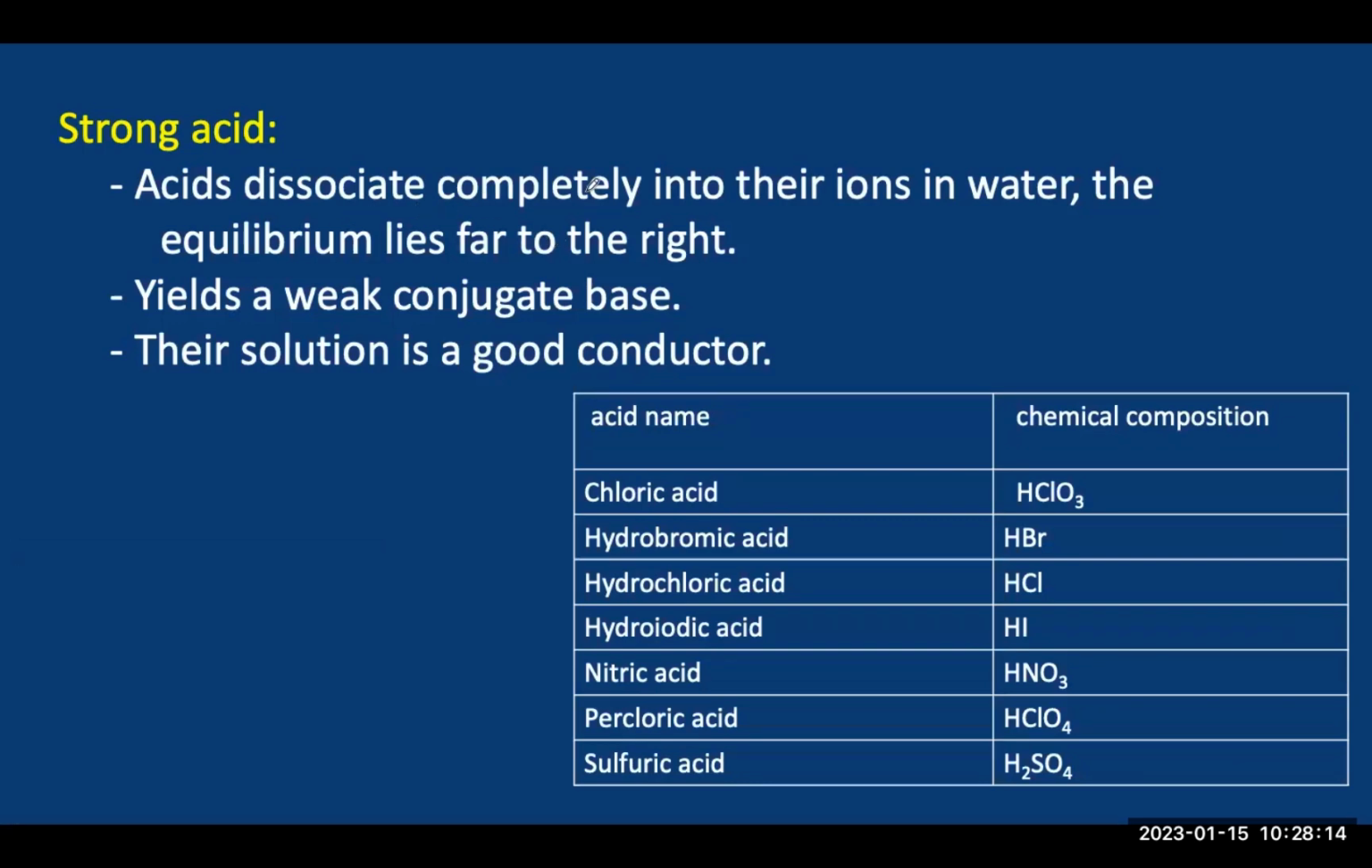A strong acid will completely dissociate into its ions in water, like HCl. This one will convert to H plus and Cl minus. Here we should write it like this: HCl, H plus and Cl minus, but we know that the equilibrium here lies far to the right. It means we have only products, we don't have any reactants. That's why we don't have a reverse arrow, so we write only one arrow.